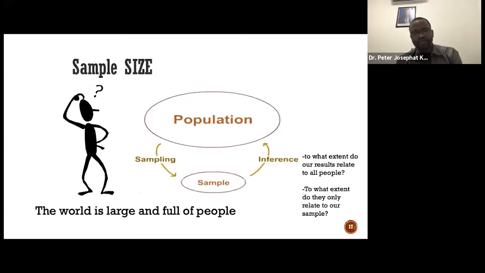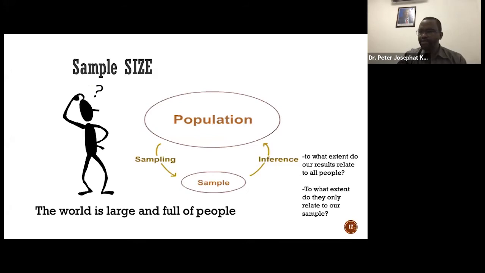Another issue, apart from the nature of variables, to be considered when we are planning for the analysis of a survey, is the sample size. Why sample size? It is because the world is large and full of people. So it is impossible all the time to go for the whole population.